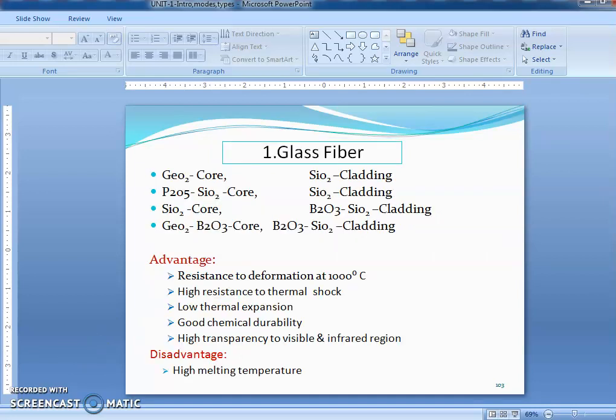So the first is glass fiber. These are the various combinations of core and cladding. The advantage of glass fiber is that it is resistive to deformation even at 1000 degrees Celsius. It is highly resistant to thermal shock. It has low thermal expansion. It is chemically durable. It is highly transparent to visible and infrared light. The disadvantage is that the melting temperature is very high.